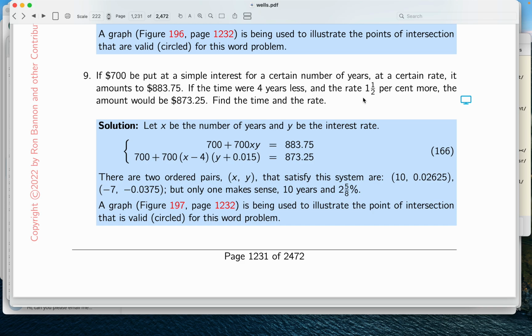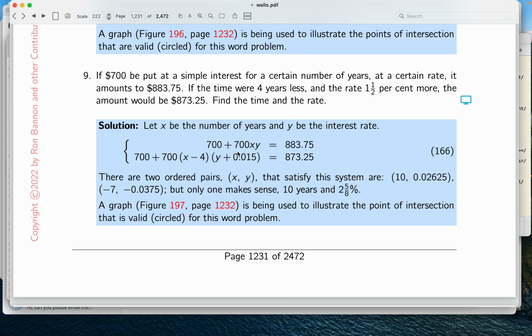But over here, just reading it, I'll read through it. It's a $700 simple interest account, certain number of years, certain rate. Kind of understand that. It amounts to $883.75. I sort of understand that. If the time were 4 years less and the rate were 1.5% more, and these are simple interest problems by the way, the amount would be blah, blah, blah. Find the time and the rate. So what I do, just reading through it, it says let X be the number of years. That's pretty reasonable. And Y is going to be the interest rate.